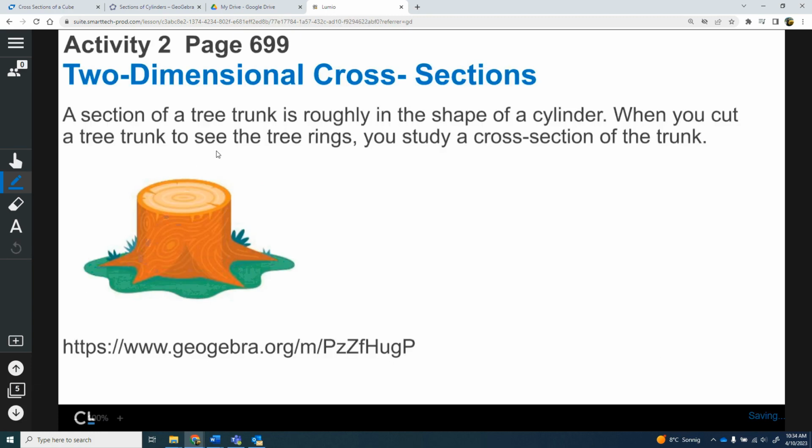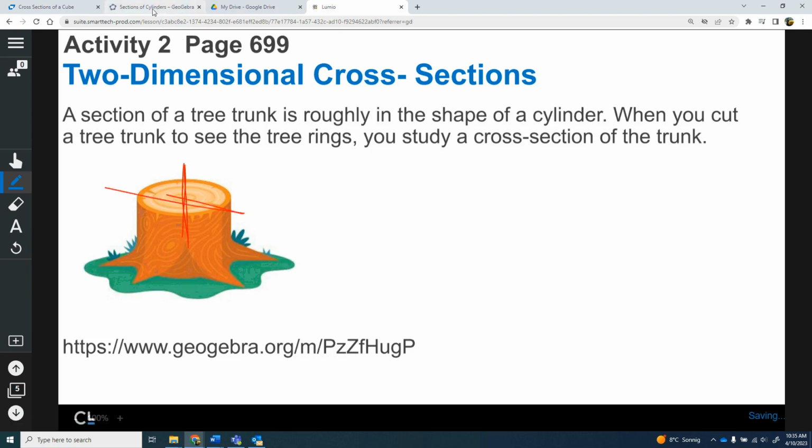Okay, so now we're going to visualize cutting a tree trunk. A section of tree trunk is roughly in the shape of a cylinder. When you cut the tree trunk, you see rings. You study the cross section of the tree. So you guys are asked to cut the tree this way, and then at a diagonal.